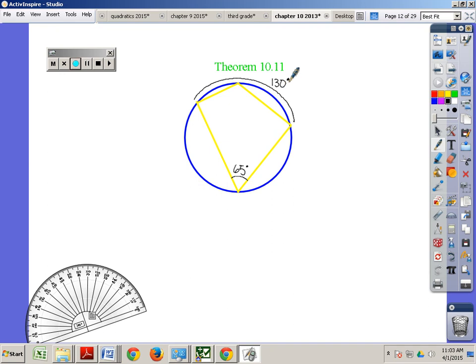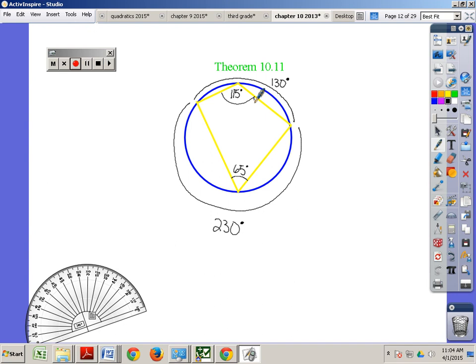130 degrees. If that is 130 degrees, because it is double our inscribed angle, the major arc out here has to be 230 degrees because it has to add up to 360. If this major arc is 230, that means its inscribed angle is 115. 115 and 65 add up to 180. So your opposite angles in an inscribed quadrilateral have to add up to 180. They are supplementary.